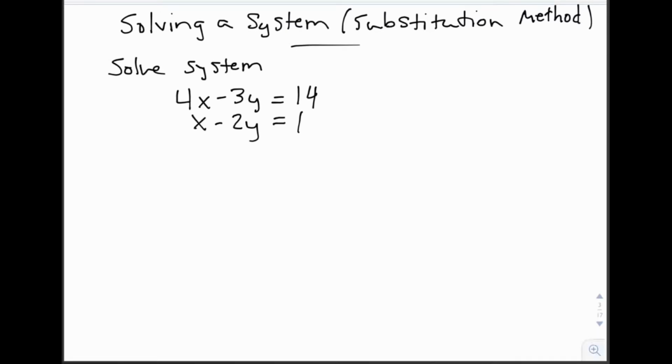So our first method is going to be the substitution method, and we can use this to solve a system. Say for example we are looking at the system of 4x minus 3y equal to 14 and x minus 2y is equal to 1. Let's go ahead and go through some steps to solve this one.